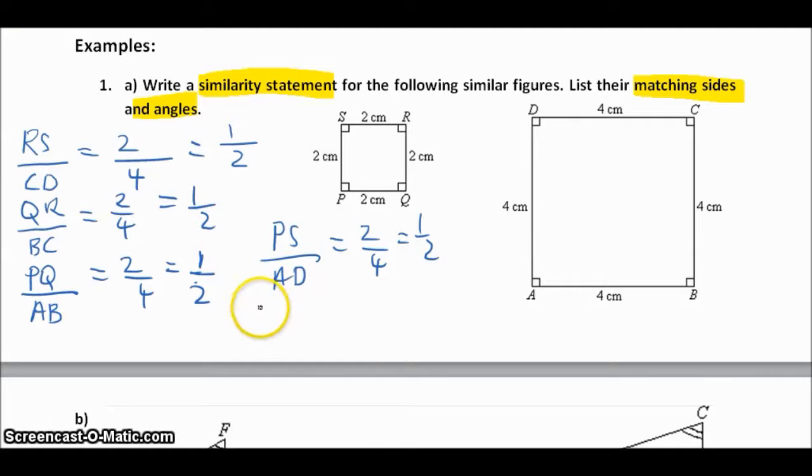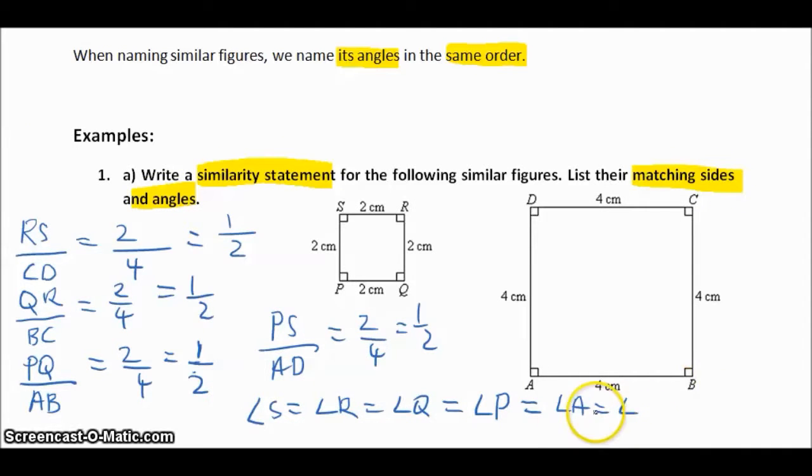I'm then going to say that angle S is equal to angle R, which is equal to angle Q, which is equal to angle P, which is actually equal to angle A, which is equal to angle B, equals angle C equals angle D equals 90 degrees. They're all matching, and that's in fact given too.